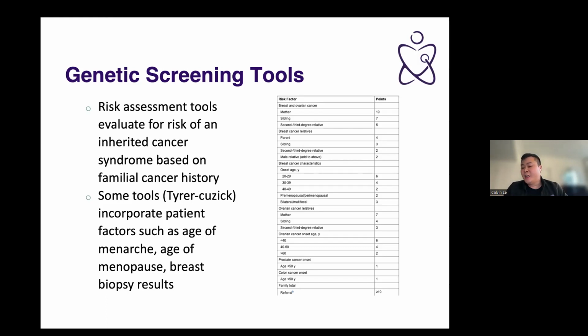Some tools rely entirely on the family history. Other tools like the Tyrer-Cuzick incorporate patient factors, such as age of menopause, use of hormone replacement therapy, and breast biopsy results if available, to more accurately represent a patient's cancer risk. And obviously, because all these tools heavily rely on family history, patients who do not know or do not have access to their family history are at a disadvantage in terms of screening.